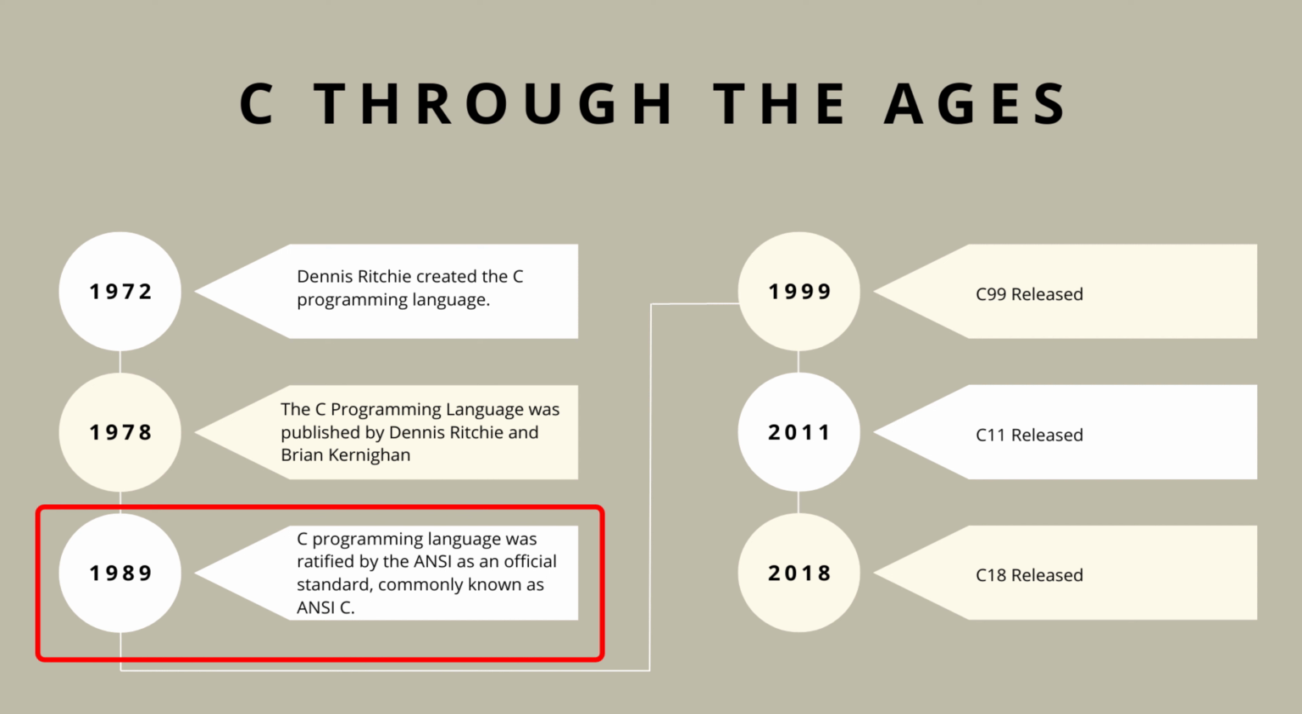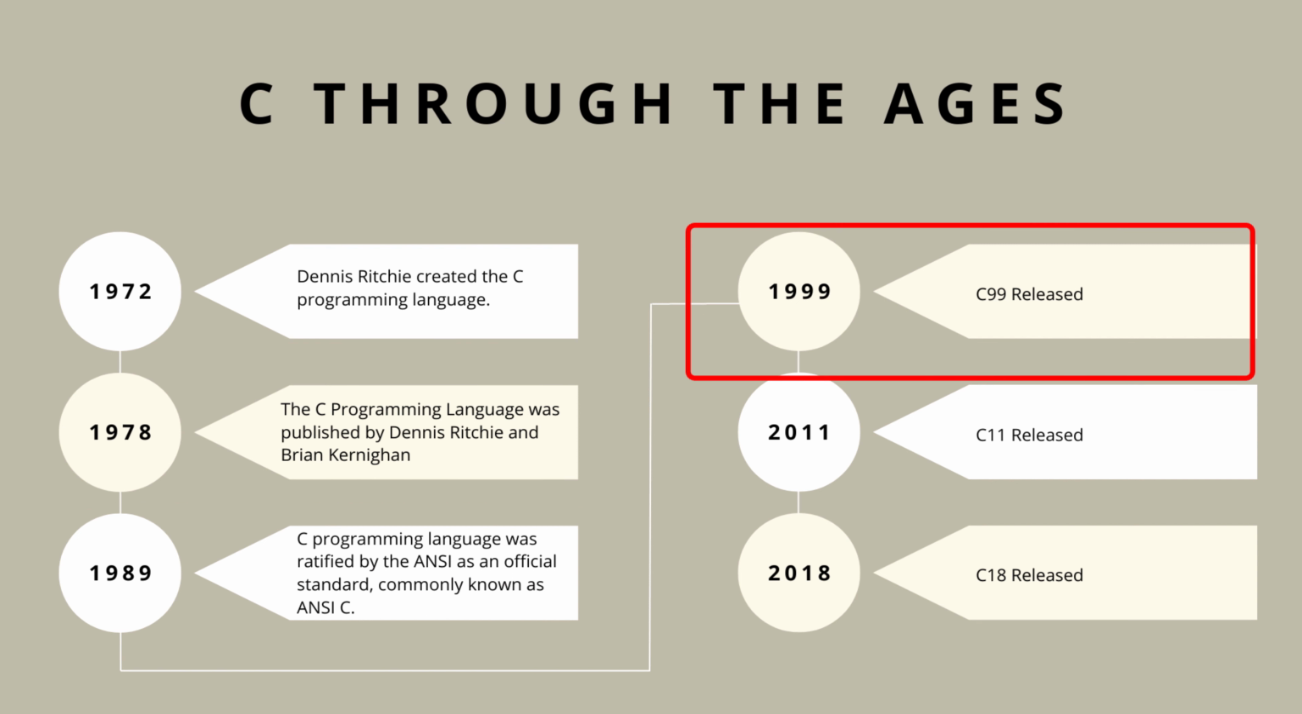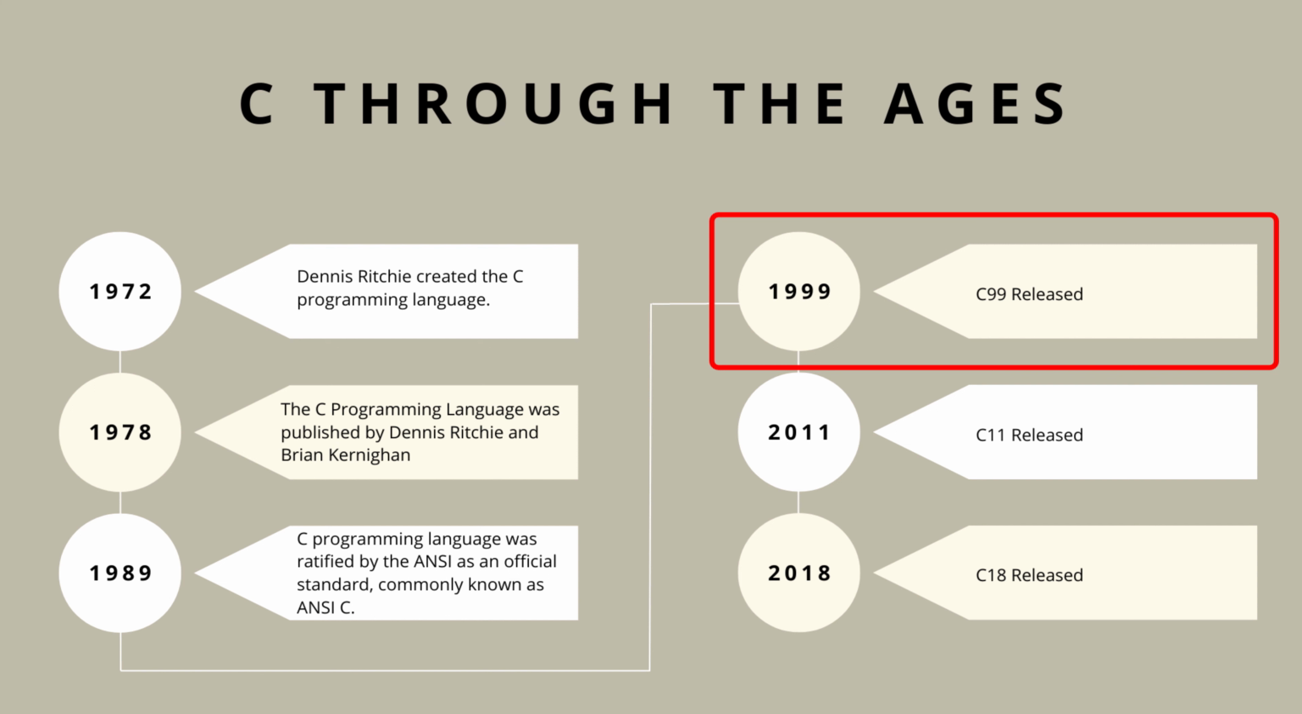The following year, the International Organization for Standardization adopted nearly the same version of C, and it became known as C99. This helped make sure that C was consistent across different systems and could be used by programmers all over the world. So, as you can see, C has grown and evolved over the years, and it has become an important language in the world of programming. If you're interested in learning more about C or programming in general, keep exploring and trying new things.